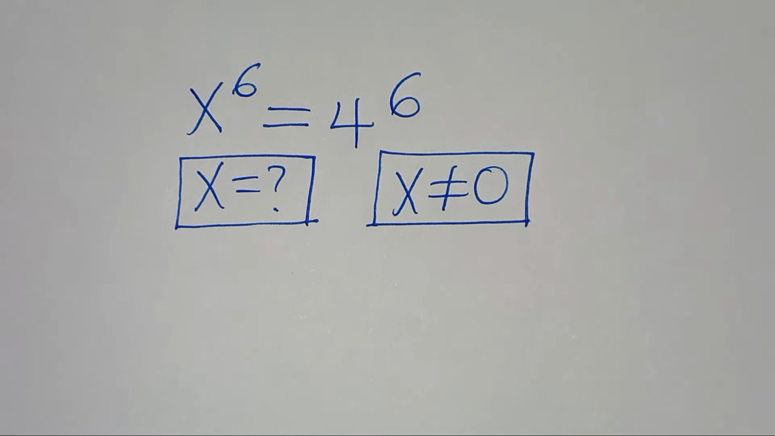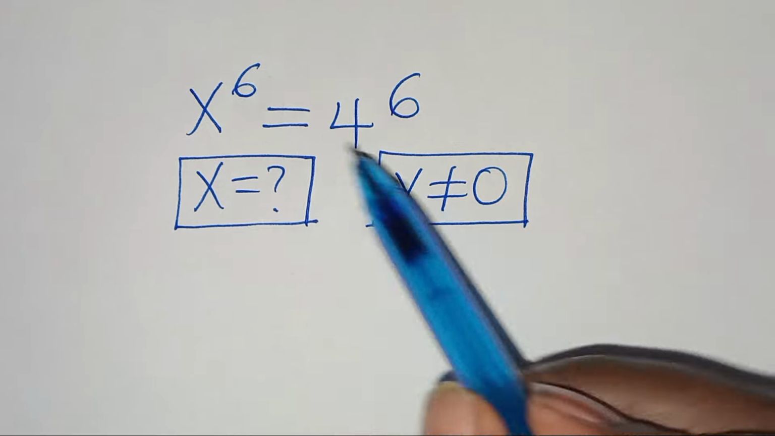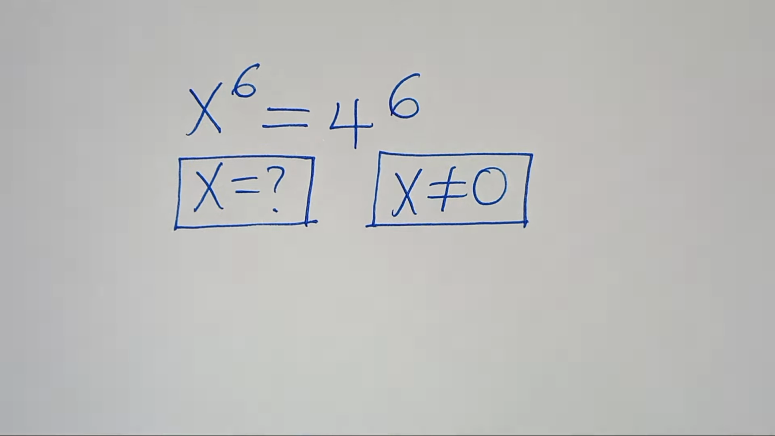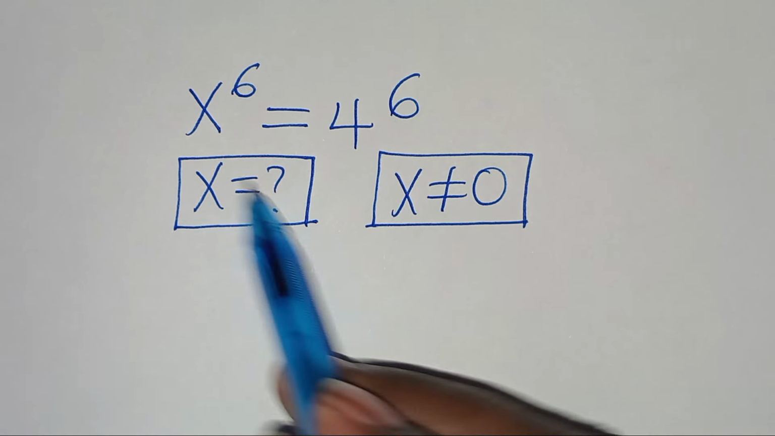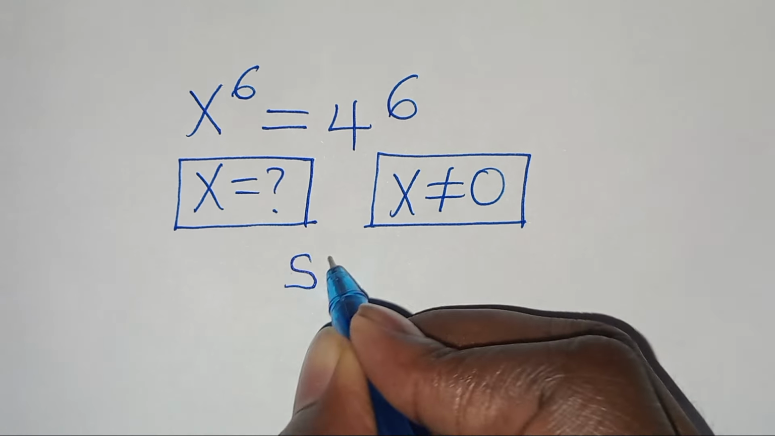Hello everyone, you're welcome to solve this nice exponential equation: x to the power of 6 is equal to 4 to the power of 6. What are the values of x given that x is not equal to 0? So let's present the solution from here.